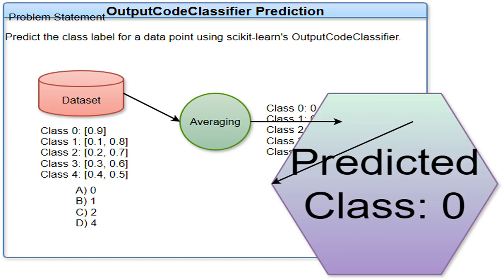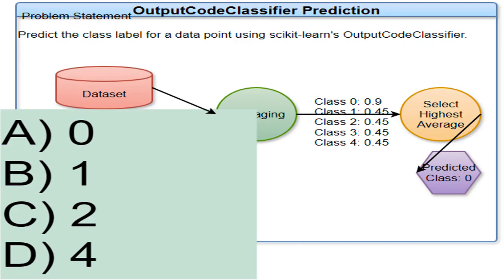These are the multiple choice options provided for the quiz question. Option A, 0, is the correct answer, as explained above. Options B, C, and D are incorrect because their average probabilities are lower than that of class 0. It's always nice to get the right answer.